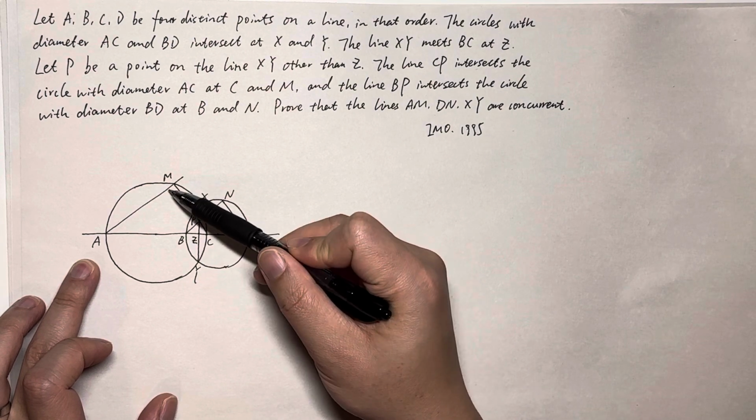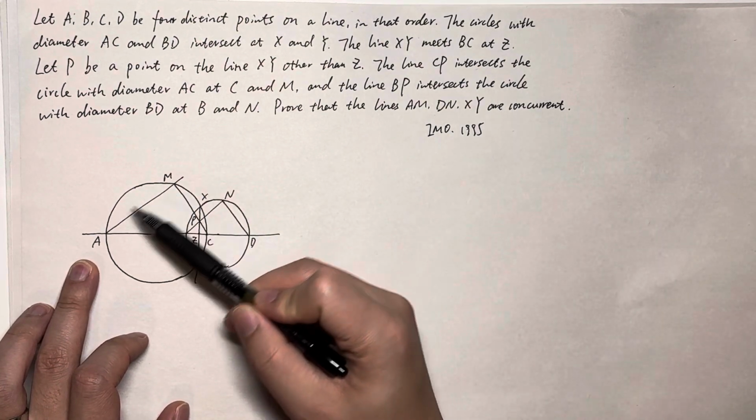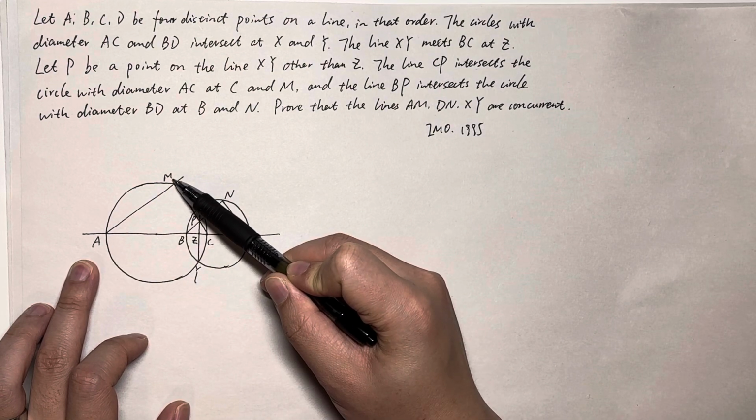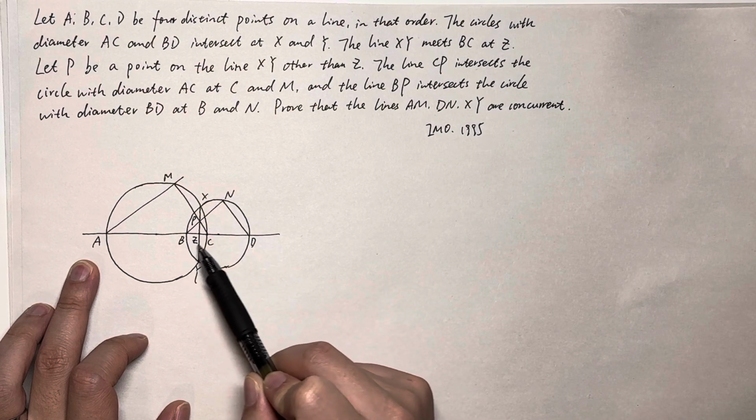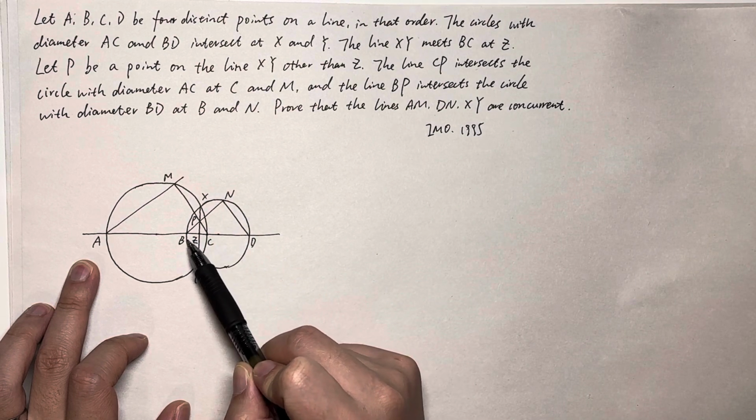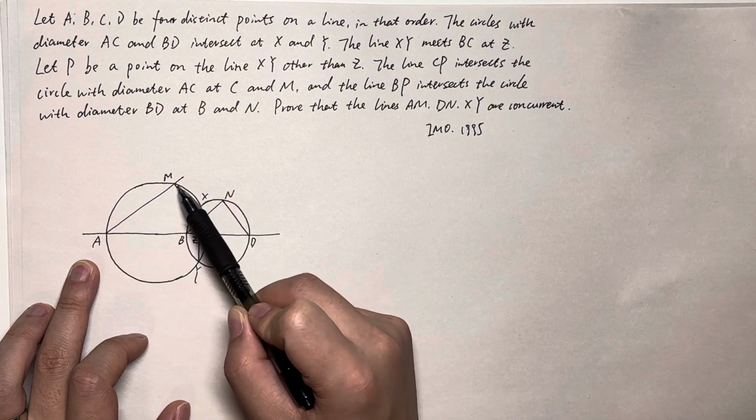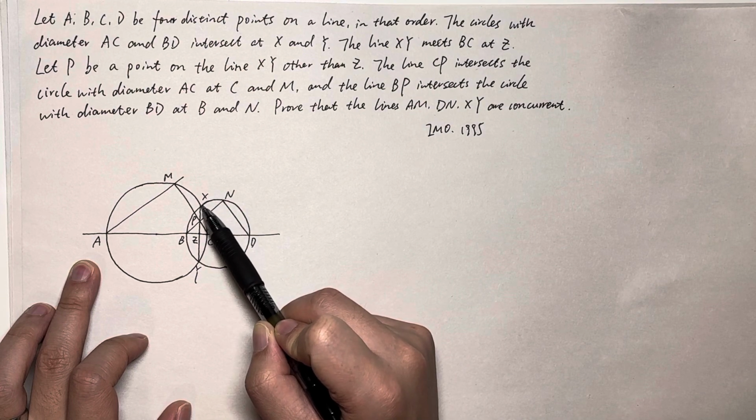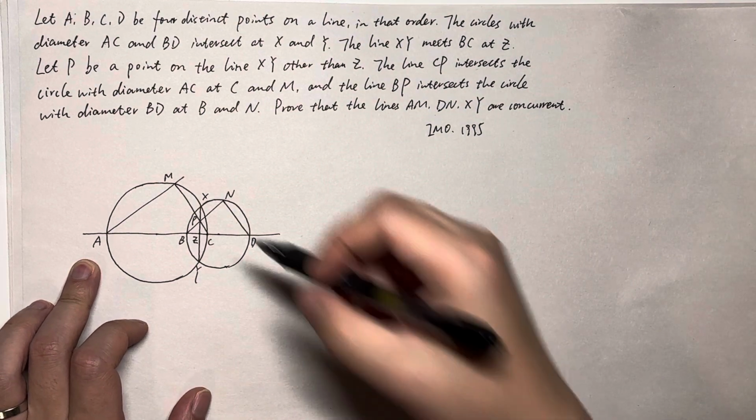The line CP intersects the circle with diameter AC at C and M, and the line BP intersects the circle with diameter BD at B and N. Prove that the lines AM, DN, XY are concurrent. This is a problem from IMO 1995.